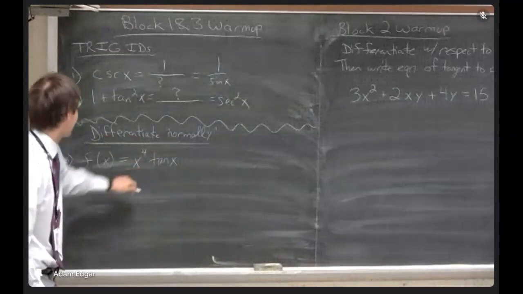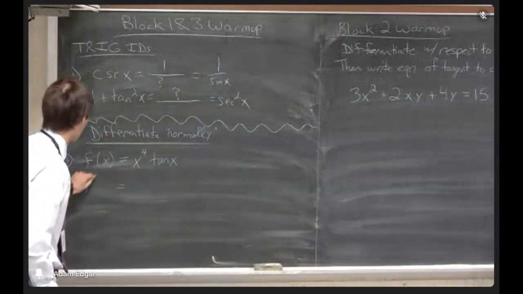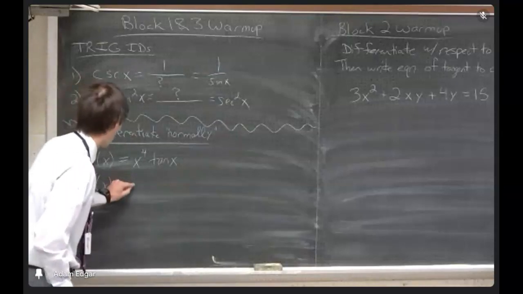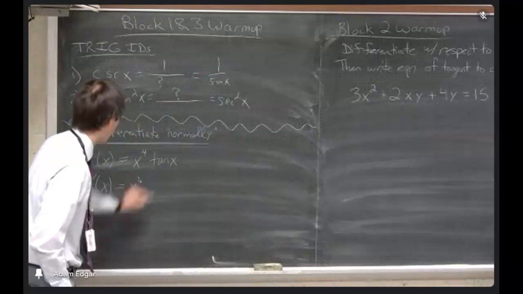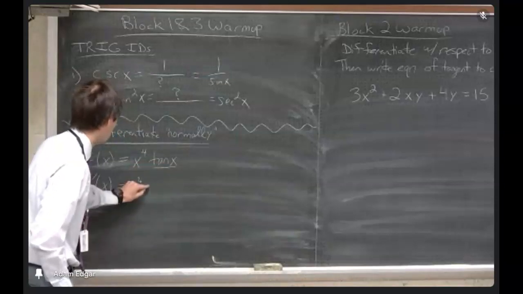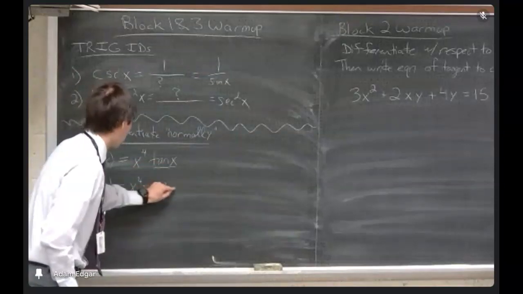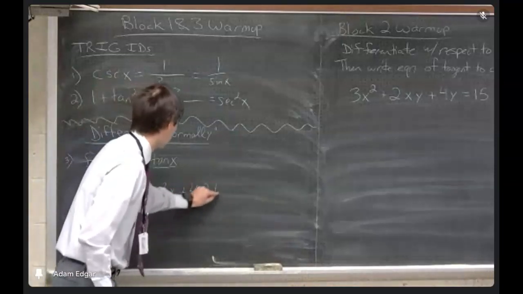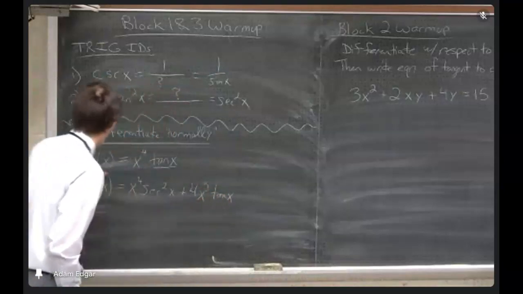And then this thing, what rule do we need to use to differentiate x to the fourth tangent x? Product rule, because it's a product of an x thing times a tangent of x thing. So product rule says original first is x to the fourth times the derivative of tangent is secant squared, plus derivative of the first guy is 4x cubed times the original second is tangent x. So then that's really all you need to do.